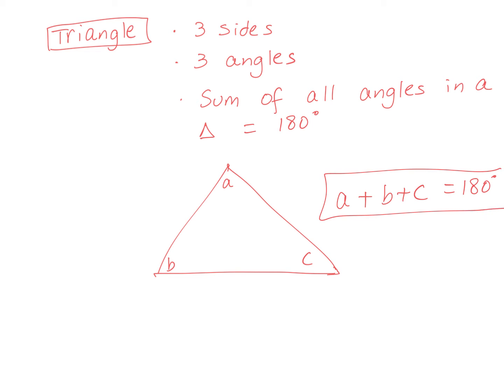And you can test this. Draw any triangle, measure the angles inside, and you'll get 180 each time. So the parts of a triangle. This is your side. There are three straight lines that make up the triangle, and they are called sides. Where two sides meet, that point is called the vertex. So there are three vertices, three sides.